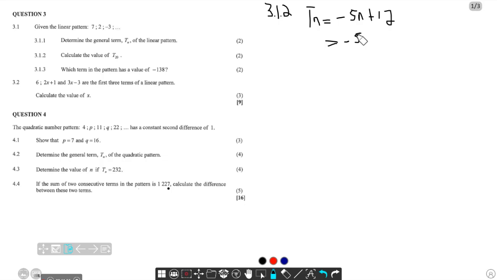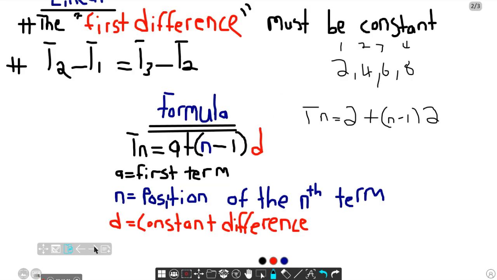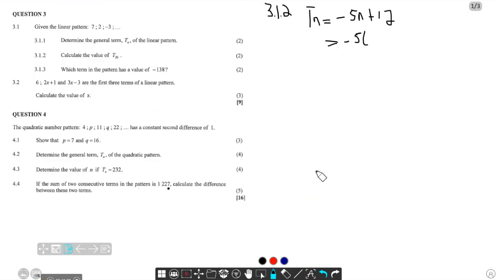So it's going to be negative 5. And then remember, what does n represent? n represents the position of the nth term, right? So what value are they looking for? They're looking for the value that is in the 20th position. So I'm going to write 20, and then plus 12, and then you're going to put it straight into your calculator.